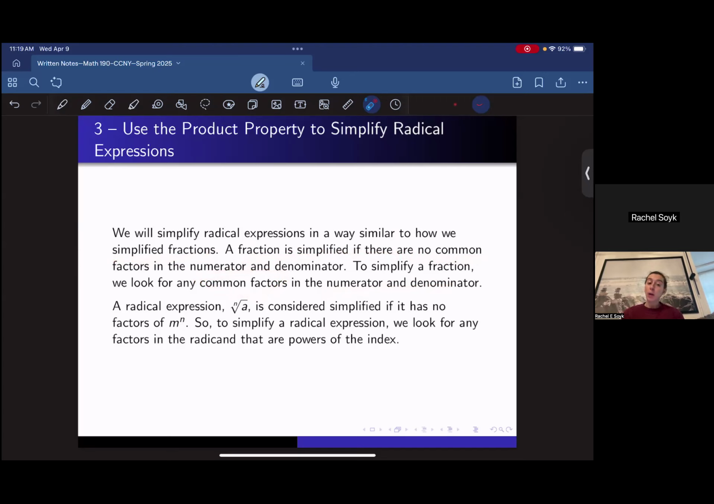And then we have a radical expression. Our general form is the nth root of a. It's considered simplified if it has no factors of m to the n. So how do we simplify radical expressions? We look for any factors in that radicand that are powers of the index, and then we go from there.